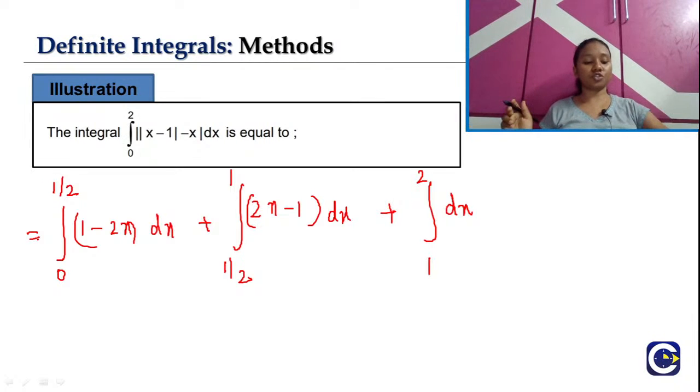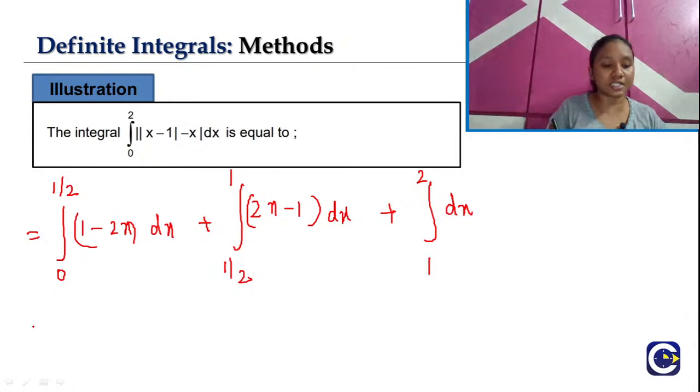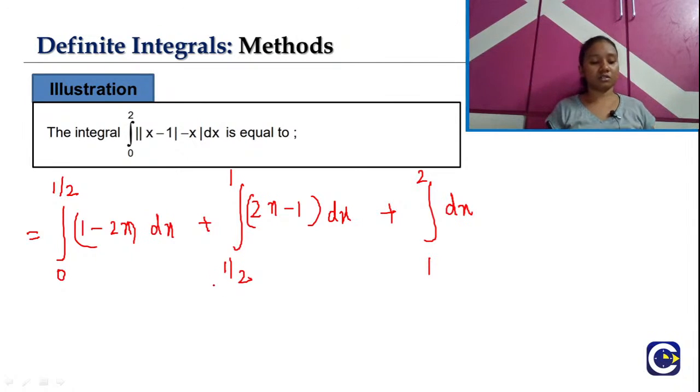So here there are two modulus functions. After splitting it, these will be the terms. So let's integrate these terms and find out the final answer here. Can you guys do that integration part and let me know what's the final answer here quickly?